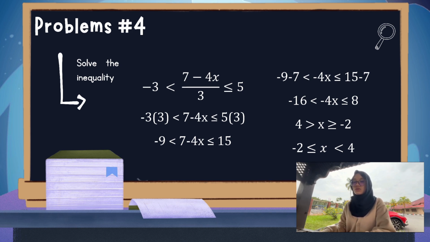So now that we basically have left only x in the middle, we will now find the value of it by dividing both these numbers by negative 4. So essentially we will rewrite the inequality as so: negative 16 over negative 4 is less than x, which is less than or equal to 8 over negative 4. So we can divide these numbers as we usually would, and we will end up with 4 is greater than x, which is greater than or equal to negative 2.